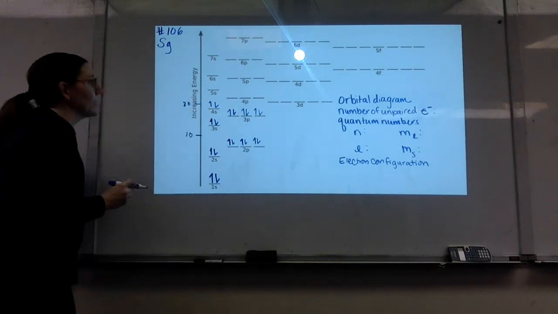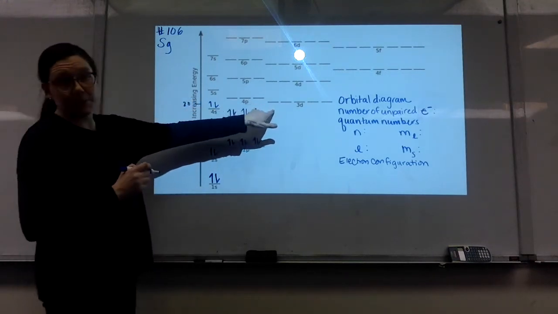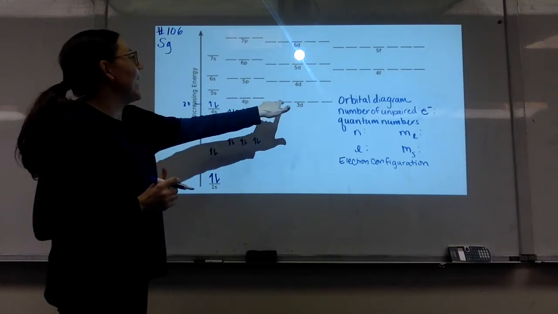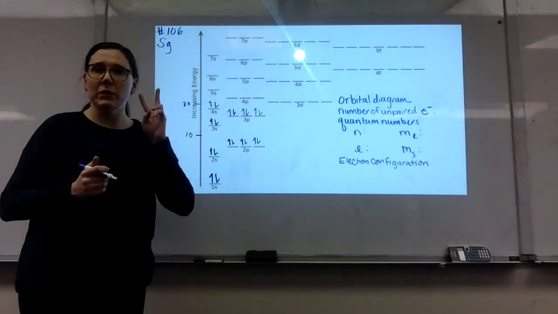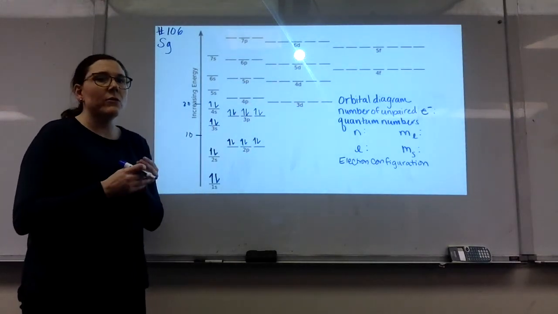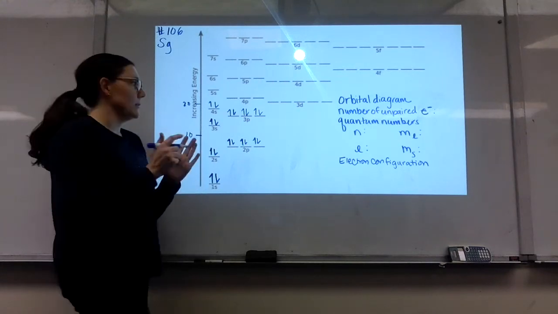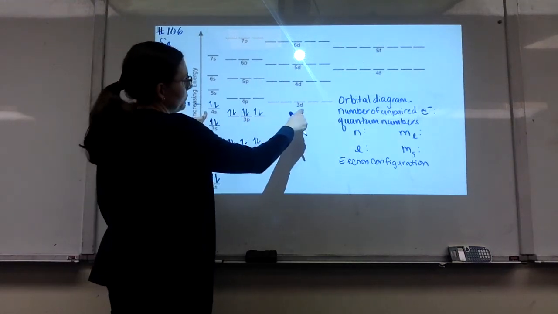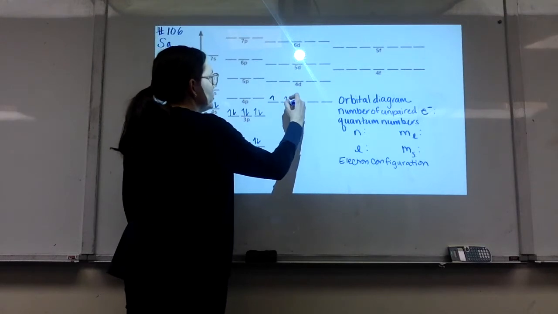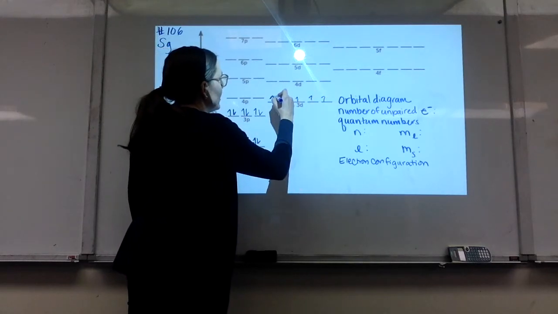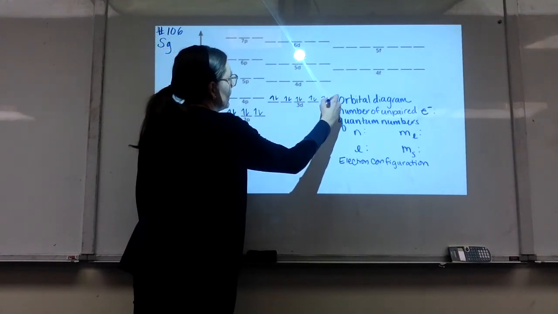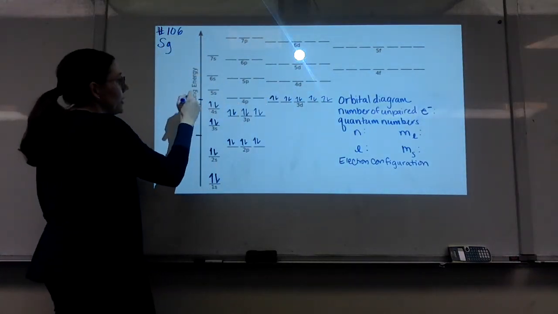That's 20 electrons. After the 4s comes the 3d. There are 5 d orbitals, each holding 2 electrons, which means you can hold a total of 10 electrons in a d sublevel. So after 4s, we fill the 3d. 1, 2, 3, 4, 5, 6, 7, 8, 9, 10. So now we've used 30 electrons.